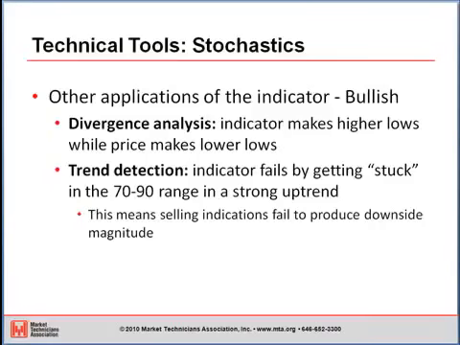We've already discussed number 2, but it bears mentioning one more time. Trend detection. The indicator starts to fail by getting stuck in the 70-90 range in a strong uptrend in a bull market. What this means is selling indications fail to produce downside magnitude. This is again why when you're buying using the stochastic, you have to make certain that you're in an uptrend and then not take sell signals, simply raise stop losses or some such risk management measure when the stochastic is above 80.